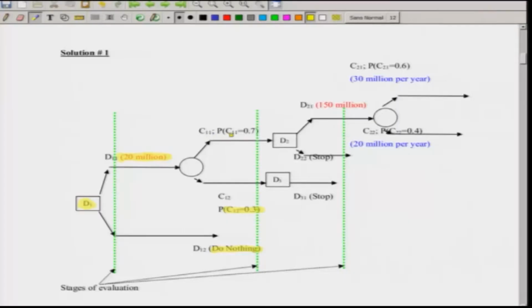So, C11 has a probability of 70%, which I have already mentioned, and C12 has a probability of 30%, and once 30% that the test marketing does not yield anything, I will do nothing and stop this production, which is given as D31, because D3 is the decision point which is shown by the square.